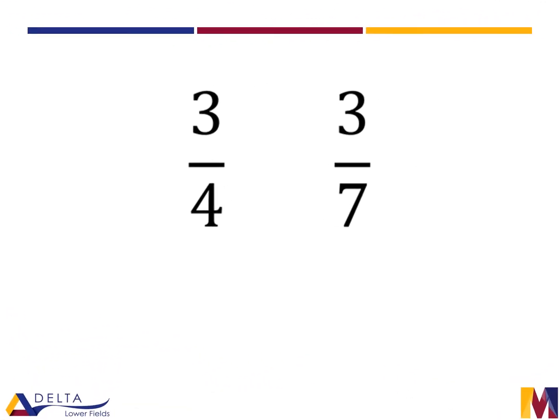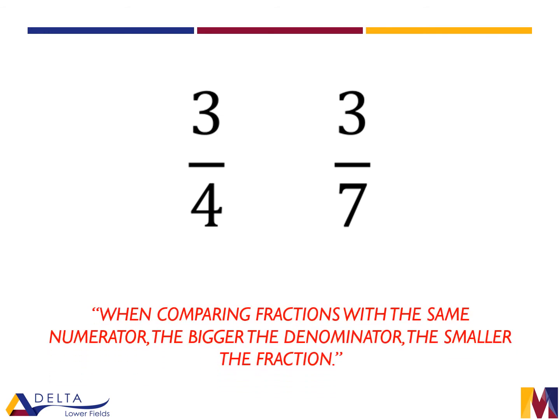Let's take a look at these 2. How many different ways can we compare fractions? So we could look at the numerators, i.e. if the numerators are the same, then the greater the denominator, the smaller the part. If we're comparing fractions with the same numerator, the bigger the denominator, the smaller the fraction. So 3/4 is greater than 3/7.